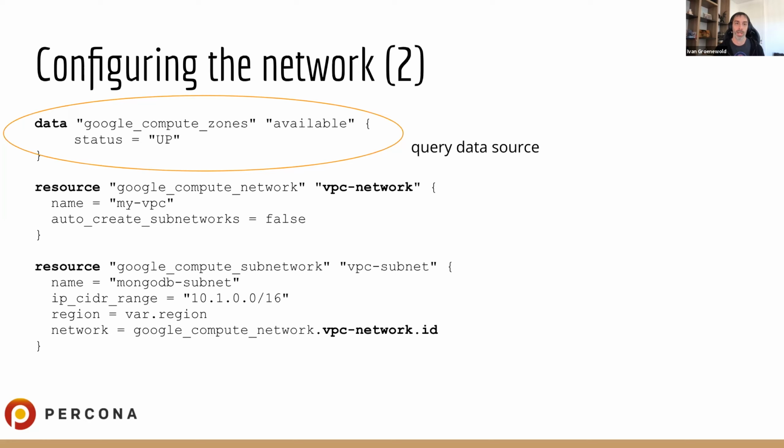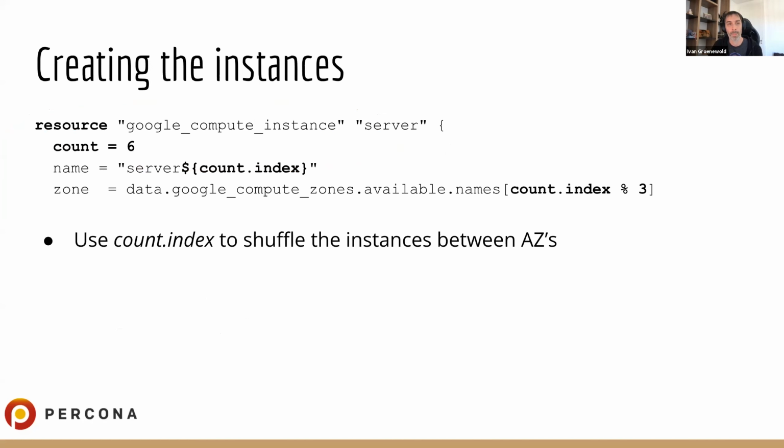Next, we can create a VPC using the block in the middle and give it a name that we can later reference within the code. And we can also use the Google Compute Subnetwork resource to create the subnets that we are going to use. And as you can see here, we are referencing the VPC ID that comes from the previous block, okay? That's created as part of the previous block.